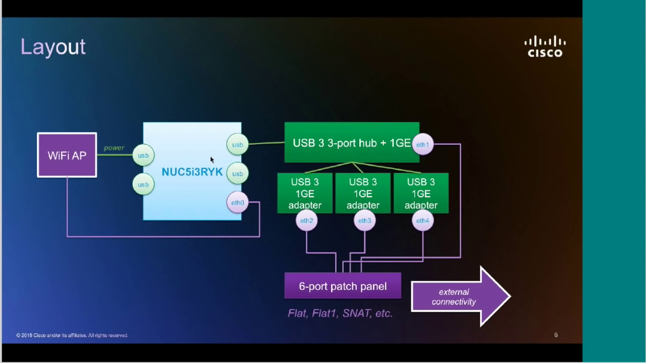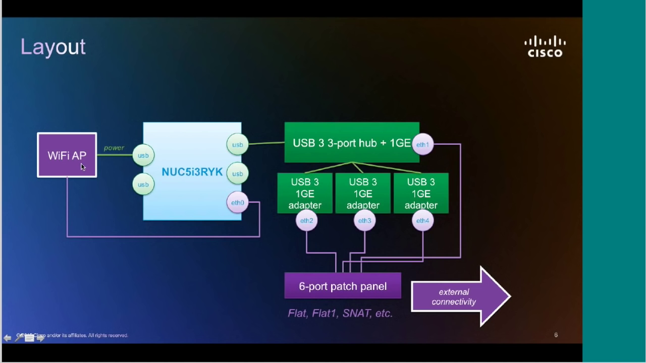So this is the layout I have on mine. There are the 4 USB ports that are built into the NUC, this blue box on the left side. And to get all of the VIRL external interfaces, I have a 3-port USB hub that happens to have a built-in 1 GigE port, and then I've added 3 additional GigE adapters on USB 3. I connected those to a patch panel, and that makes it easy to plug cables into it without breaking things.